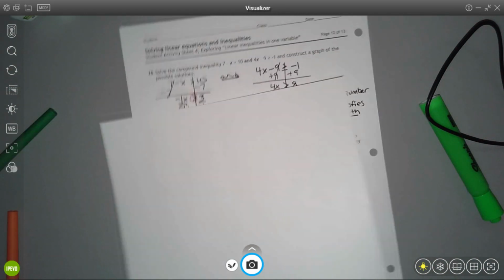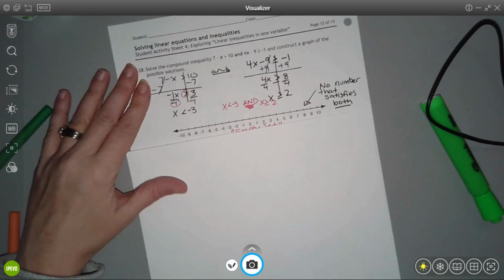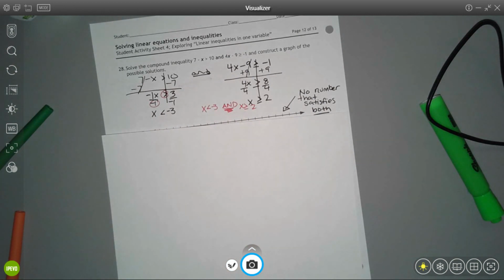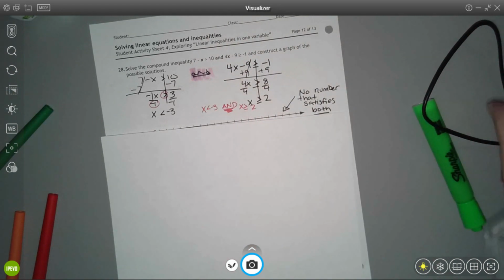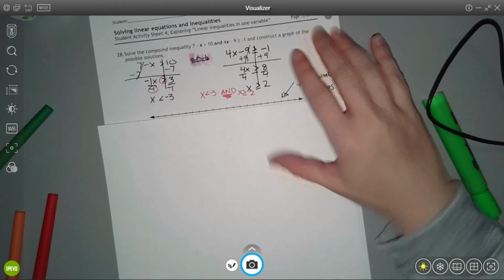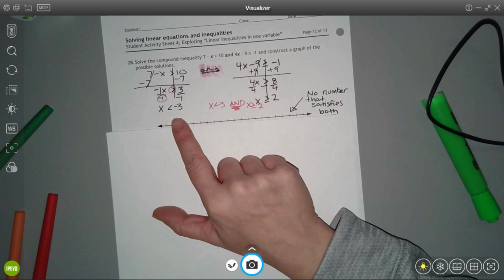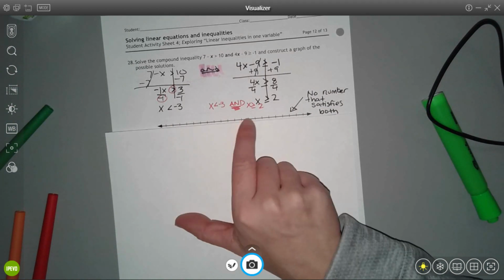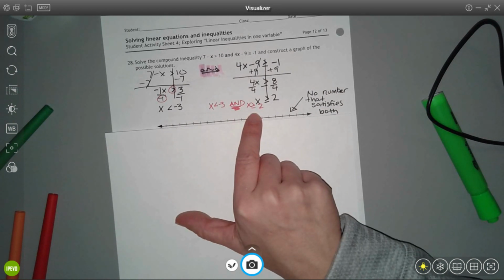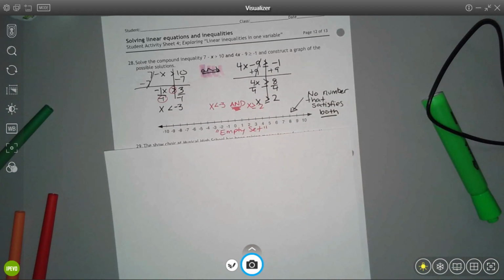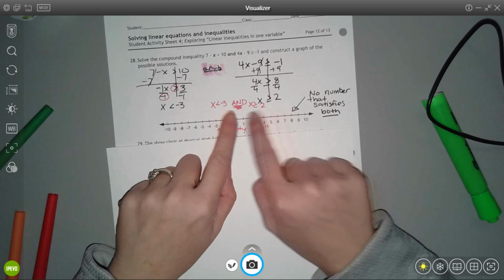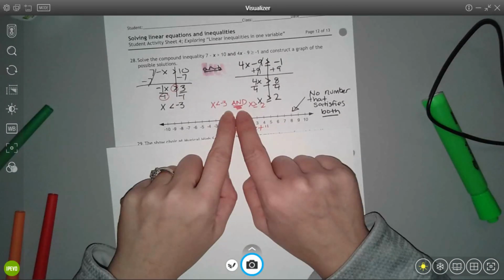Okay, looking at question 28, again, they had us solve these. Remember, and, guys, this is an and statement. So I solved them and I ended up with x is less than -3 and x has to be greater than or equal to 2. Because it has to satisfy both rules. The word and, it has to satisfy both rules.